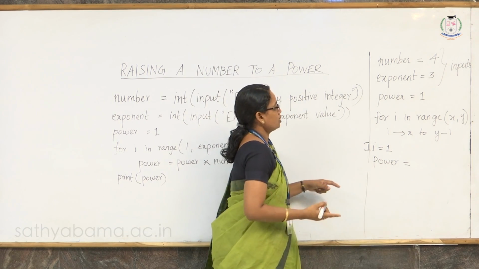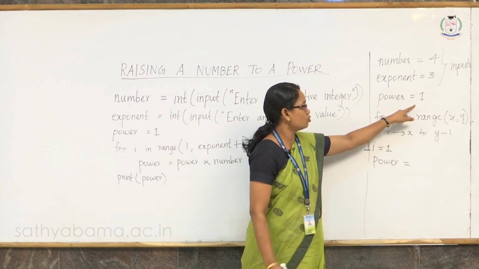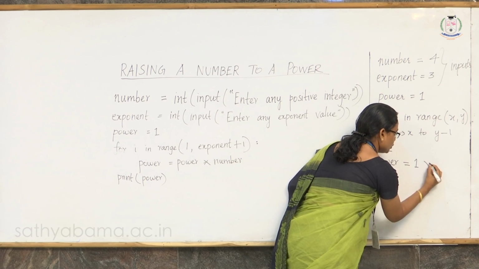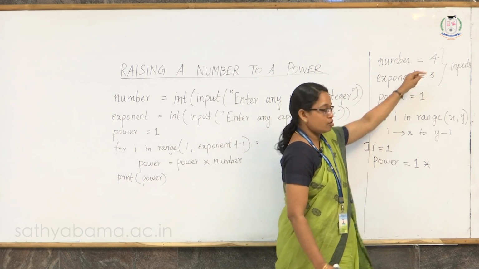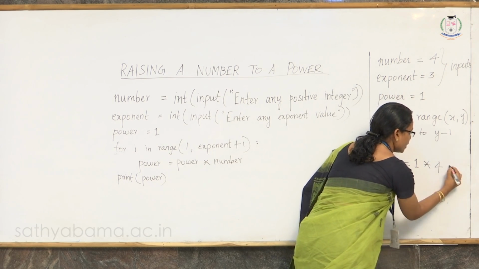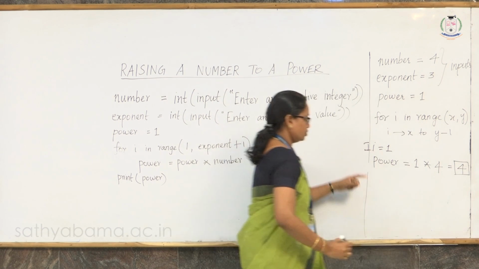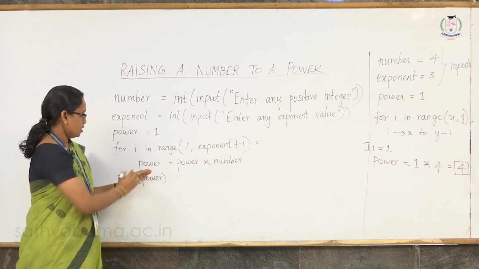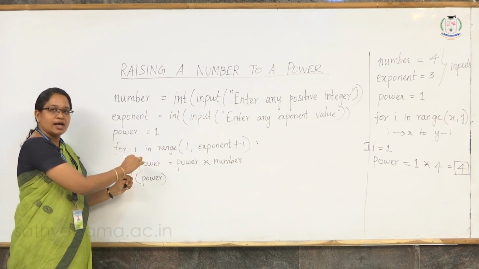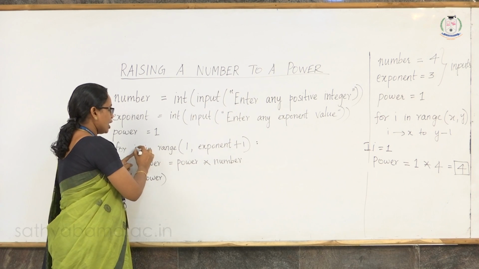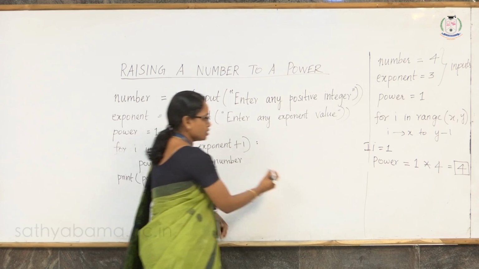power equal to power into number. So, what is the value of power? It is 1. 1 into the value of number, which is 4, will give the result as 4. So, one iteration is completed. Now, the for loop is again executed. Now, the value of I will be incremented to 2.